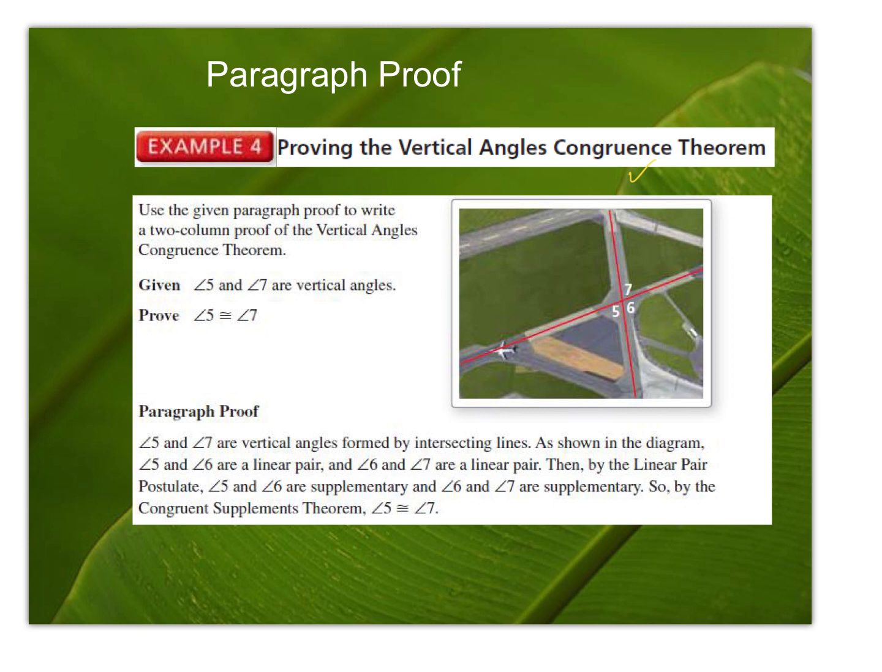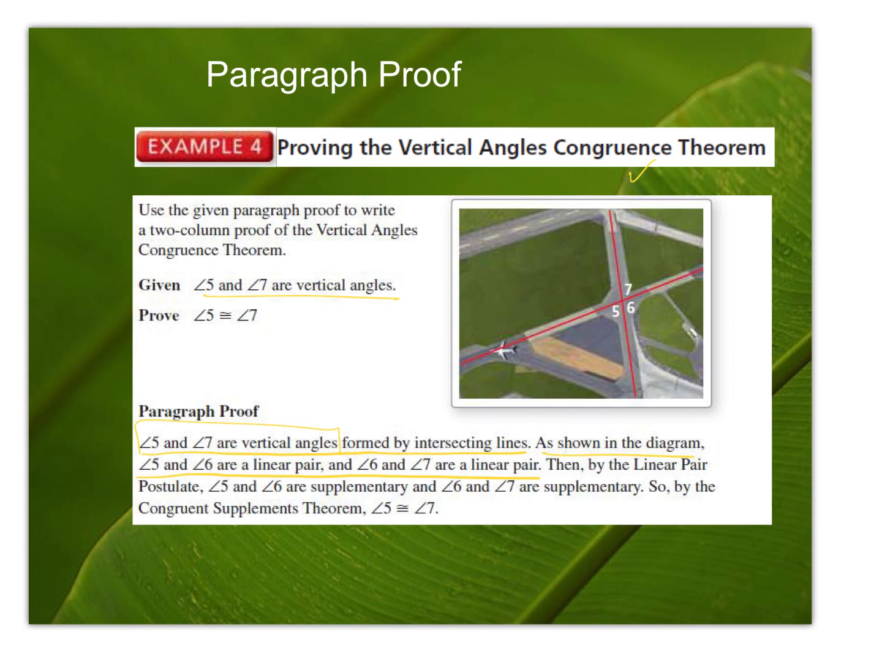So notice in the paragraph proof, the first thing they list is that 5 and 7 are vertical angles formed by intersecting lines. Basically, they're saying that 5 and 7 are vertical angles. That's given, as shown in the diagram. Then 5 and 6 are a linear pair, and 6 and 7 are a linear pair. So again, how do I know that those two angles form a linear pair? Well, because I know the definition of a linear pair.